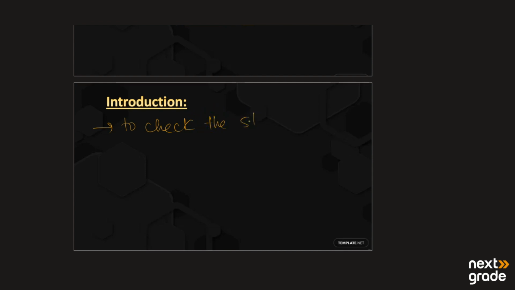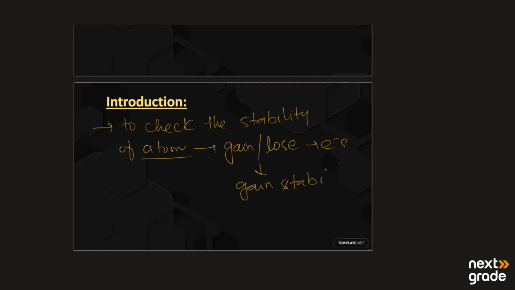to check the stability of the atoms, how many electrons atoms are going to gain or lose to gain stability. Everything in this universe needs to get stability. So atoms also need to get stable by gaining or losing electrons.